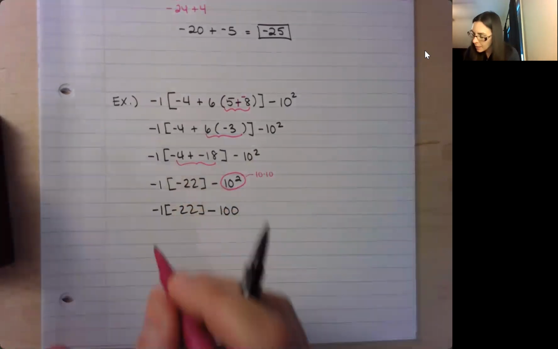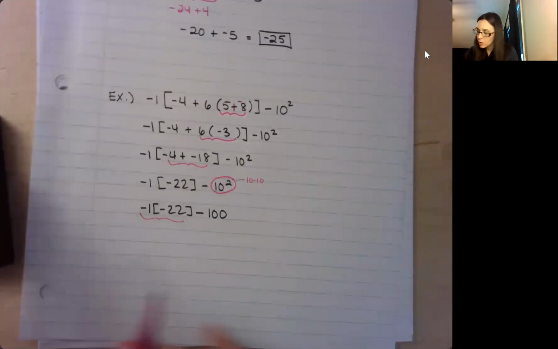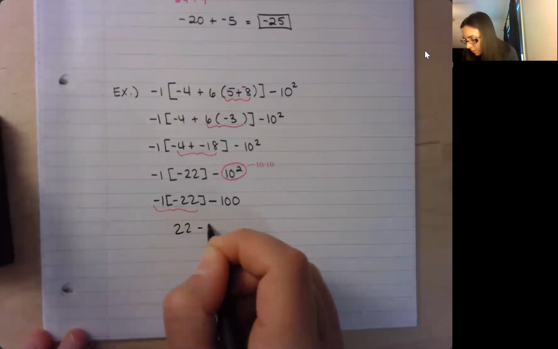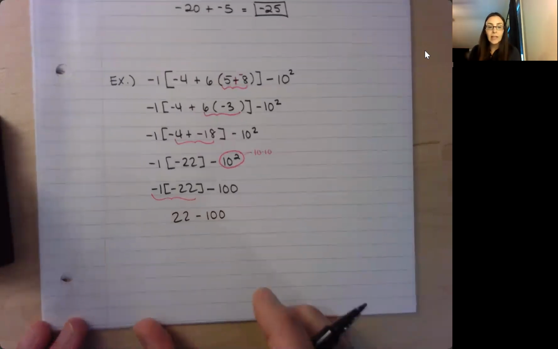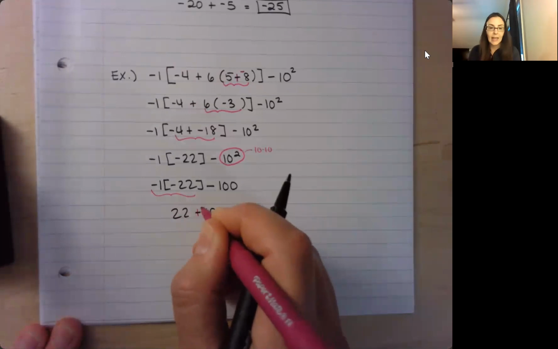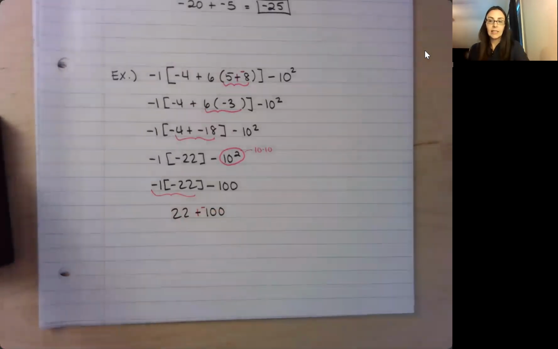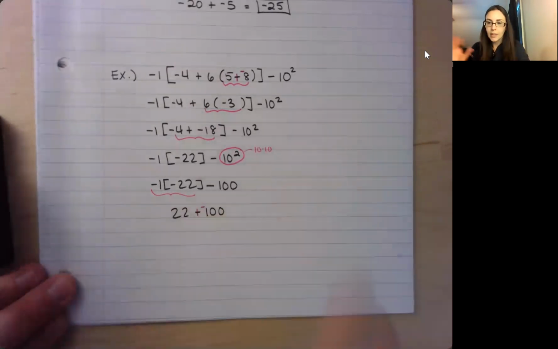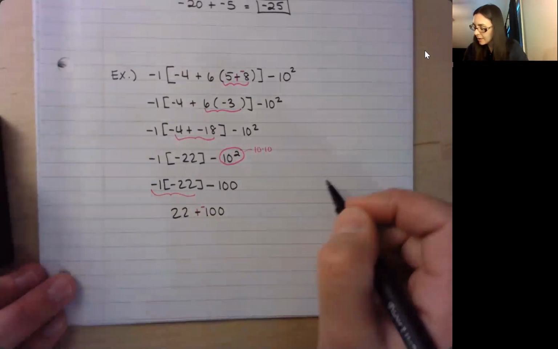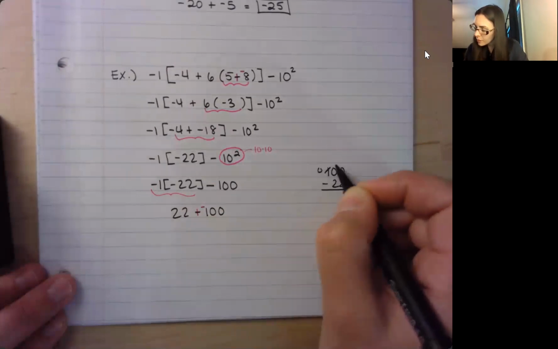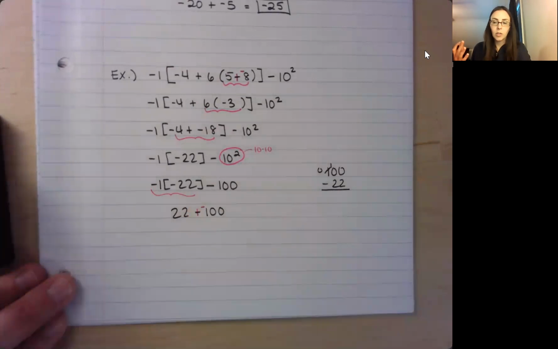Here I'm going to go ahead and multiply. Negative 1 times negative 22 is a positive 22. And finally, I'm going to change that subtraction over to addition, make my 100 negative. Now I have different signs here, so I have to subtract. So when I set it up, again, don't worry about what's positive, what's negative. 100 has to go on top if I subtract so that I can correctly borrow. So forget about the sign, just put the bigger number on top without the sign.